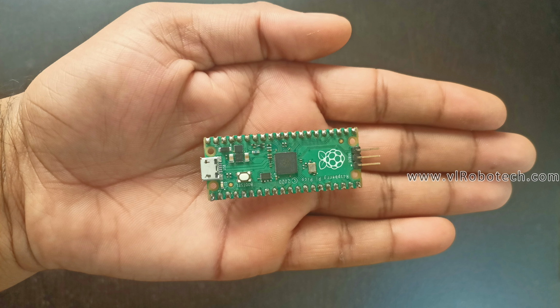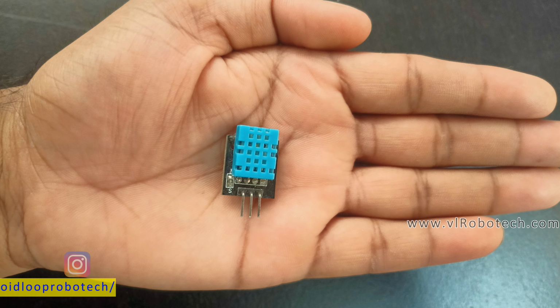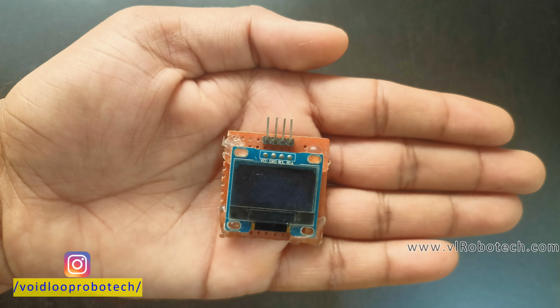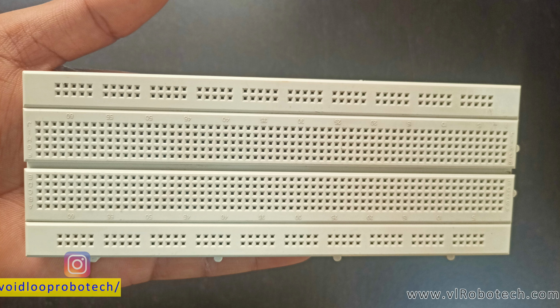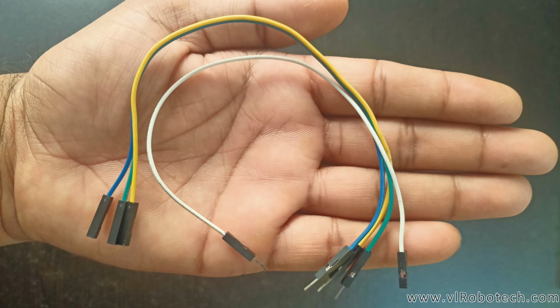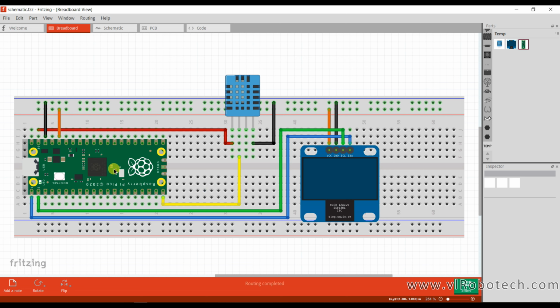We require some components like a Raspberry Pi Pico board, DHT11 sensor, OLED display, a breadboard, and some jumper wires. This is the circuit diagram. You can see here I am using the Raspberry Pi Pico board, DHT11 sensor and OLED display. The OLED display is connected through the I2C protocol.